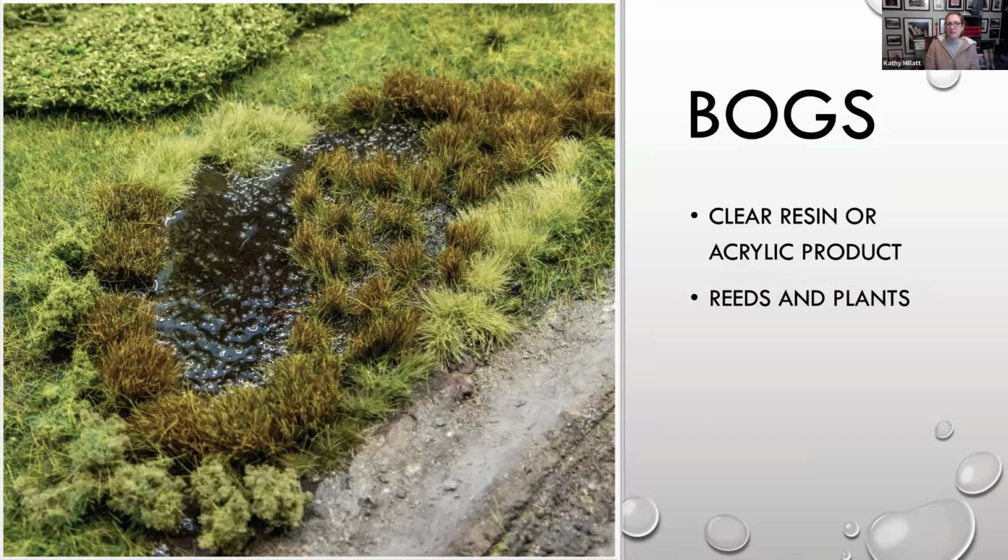But how about adding a simple boggy area? You can just put some ground foam into resin or your clear acrylic products, a bit of brown paint, put in your reeds and plants, and just pour it on. You get a really gross boggy looking area by the side of wherever.